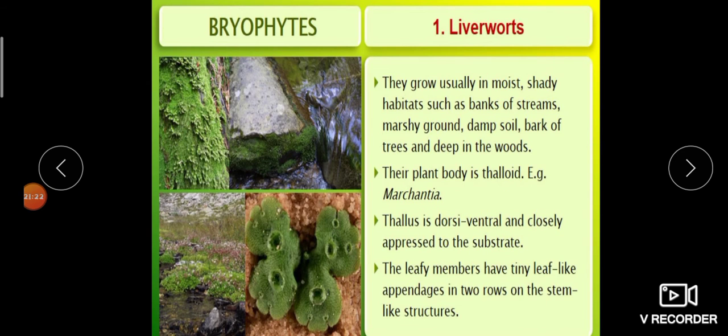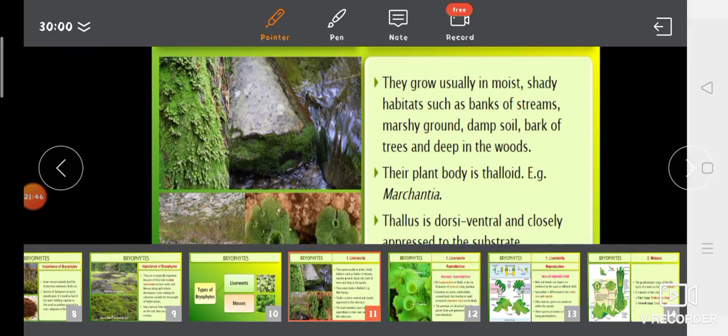So liverworts are mainly grown in the most shady habitats such as banks of streams, bark of trees, deep woods, damp soil, marshy land, etc. The plant body is called thalloid, for example Marchantia. The completely attached plant body is there, and a leafy-like plant body is also present.